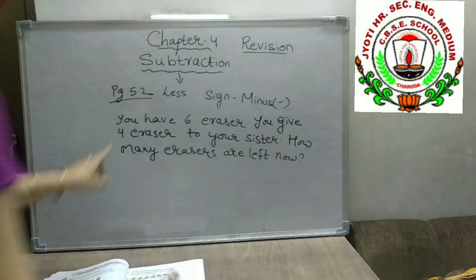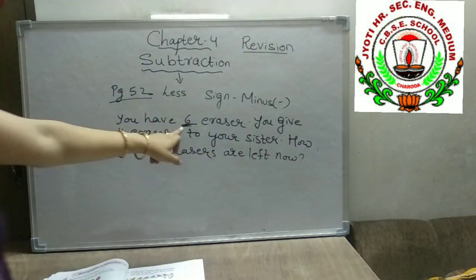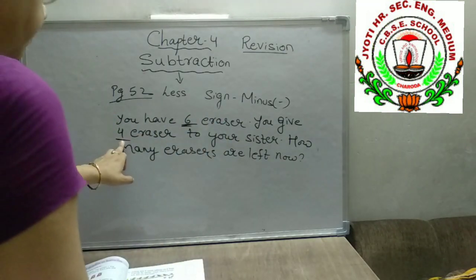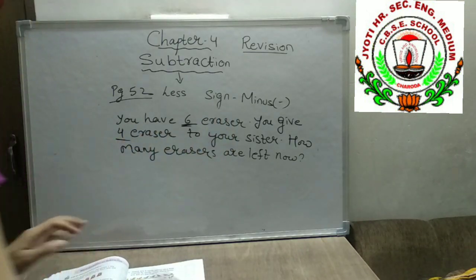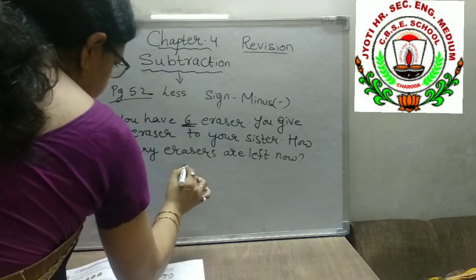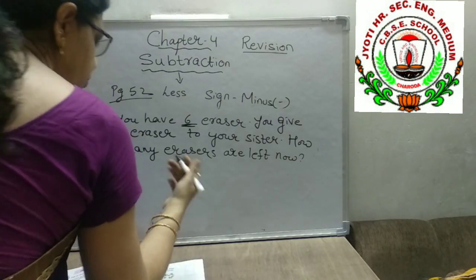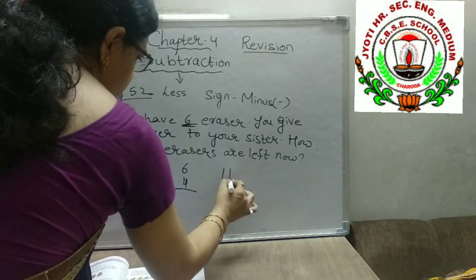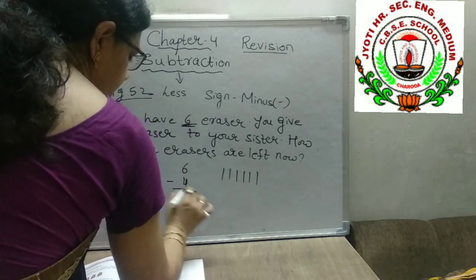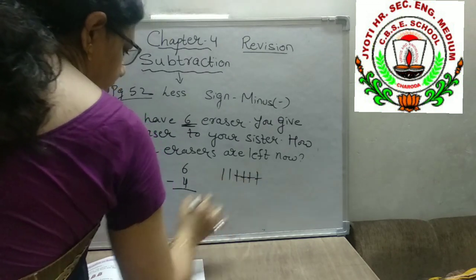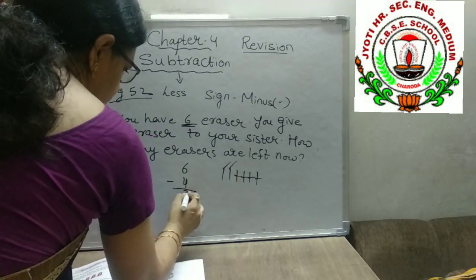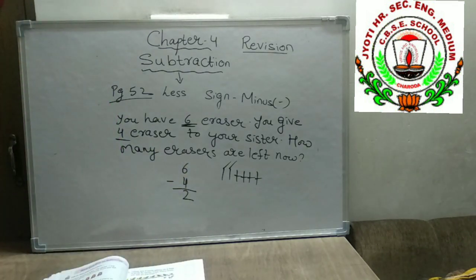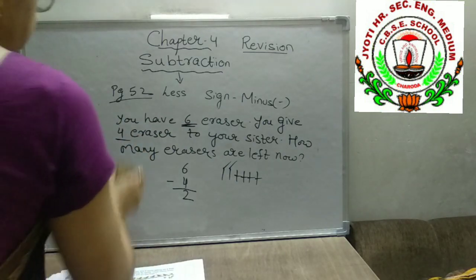So what is written in the question? It is given that you have 6 erasers with you. You give 4 erasers to your sister. How many erasers are left? Now what will we do? We will write 6. Left means you have to do subtraction. Minus 4. Now 6 minus 4. 1, 2, 3, 4, 5, 6. Now how much do you have to cut? 4. 1, 2, 3, 4. How much is remaining? 1, 2. So you will write 2 here. So how many erasers are remaining with you? 2. So this is how you do subtraction in a word problem.